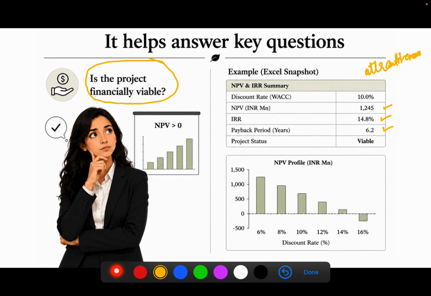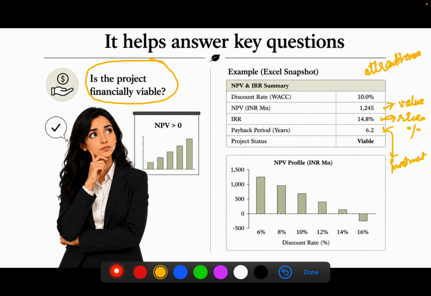Think of it this way: NPV helps us understand the value created by the project. IRR helps us understand the project's return in percentage terms. And payback period tells us roughly how long it will take to recover our investment. And based on the assumptions used in this example, the model says whether the project is viable or not.